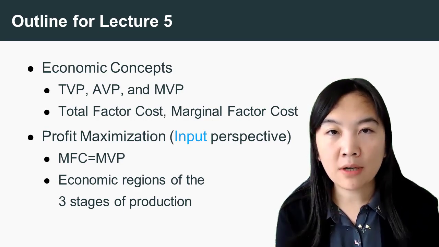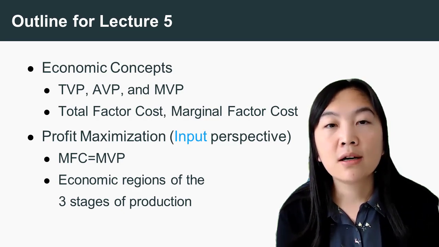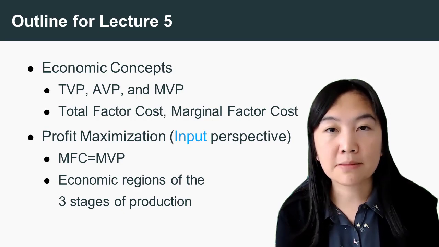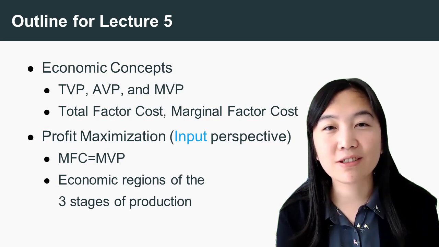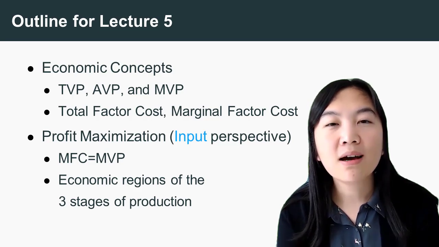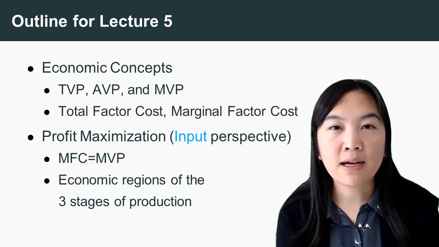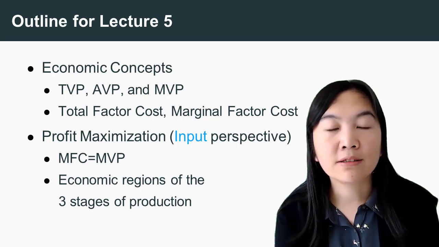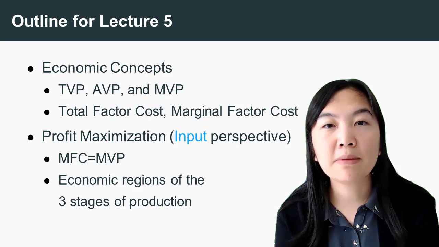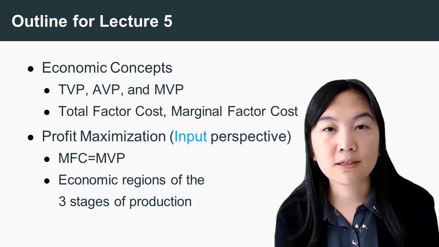And after we finish introducing those concepts, then we're gonna study the profit maximization problem. And the first bullet point here is actually the condition for profit maximization. And I will spend quite some time explaining how we find that condition, why that condition will lead to the maximum profit, and based on the profit maximization, what are the economic regions of the three stages of production.